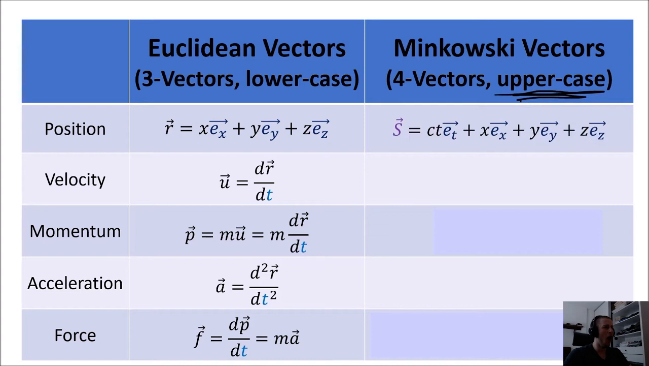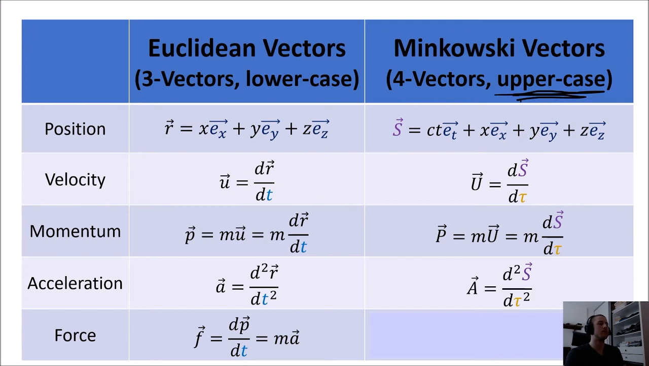We start with the 4 position, big S, which is the 4-dimensional position in spacetime. For velocity, big U is the derivative of 4 position with respect to proper time tau. For momentum, big P is mass times the 4 velocity. For acceleration, big A is the second derivative of 4 position with respect to proper time. And for force, big F is the derivative of 4 momentum with respect to proper time, which is also mass times 4 acceleration if the mass is constant. We're going to find that all reference frames agree on these 4 vectors because they are invariant.